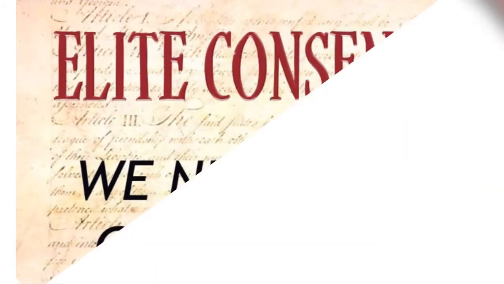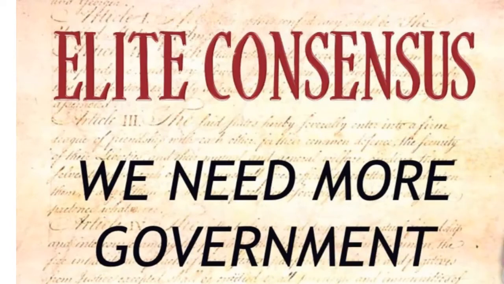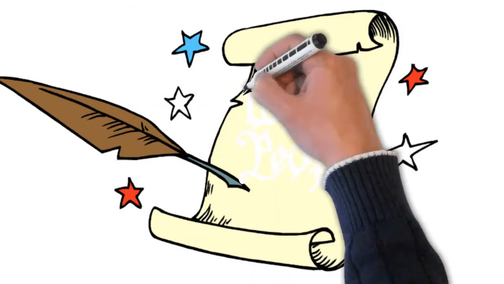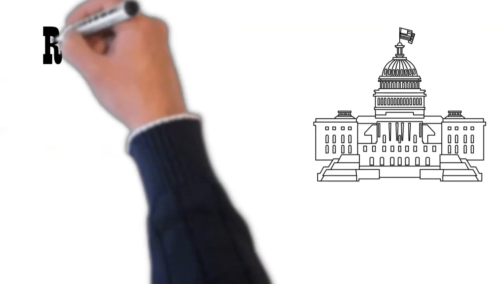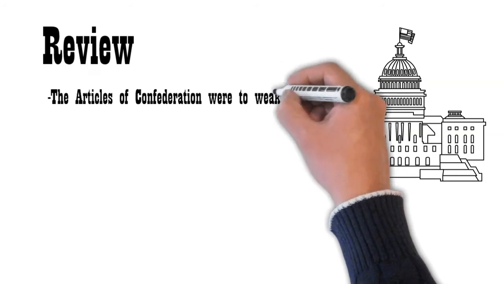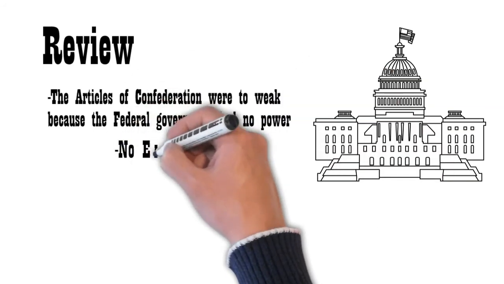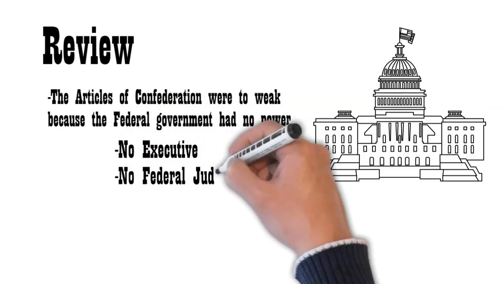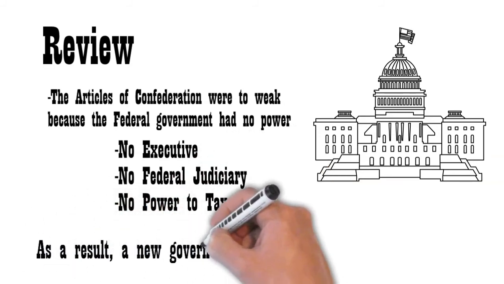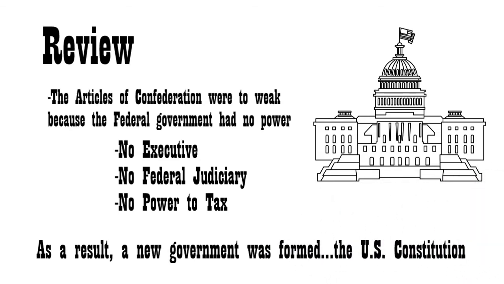After this was all over, the consensus amongst all the leaders of our country was we need a stronger central government. This is what's going to lead to us changing from the Articles of Confederation to the U.S. Constitution. Quick review. The Articles of Confederation were very weak, and it's primarily because the federal government had no power. There was no executive branch, there was no federal judiciary, and they didn't have the power to tax. Because of this, the need for a new government was called for, and the U.S. Constitution is going to be created, which is still in existence today.